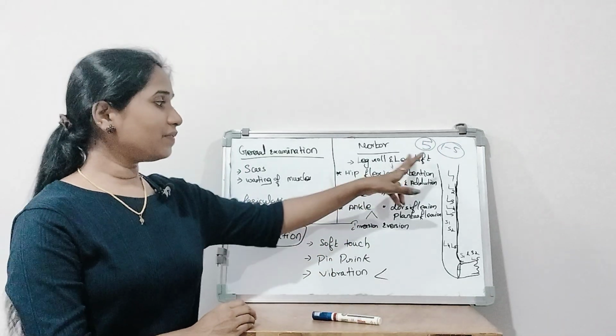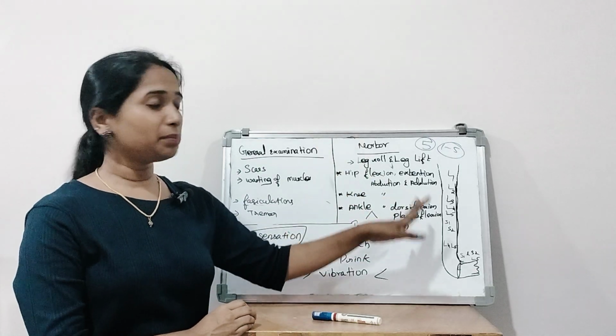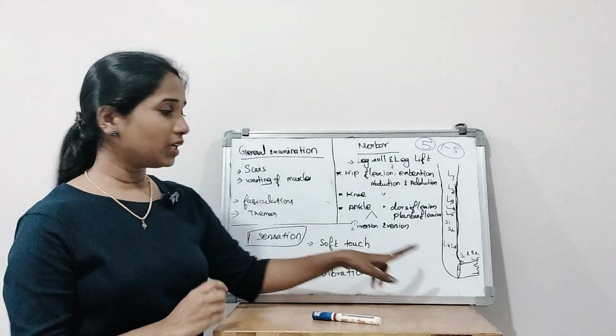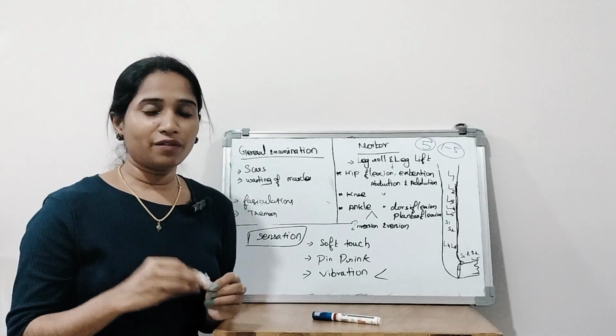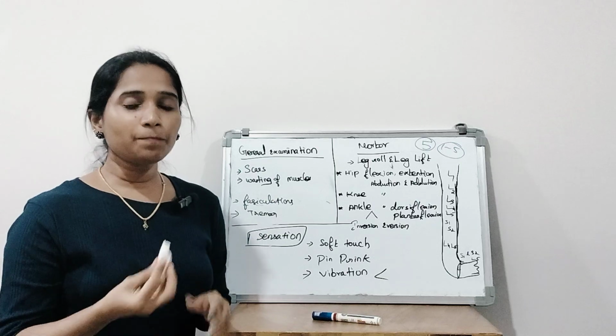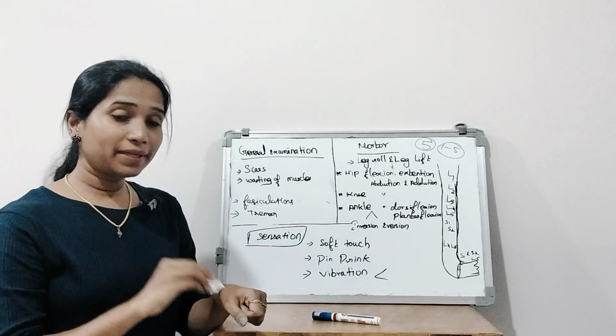Okay. Then after completing one leg, you should go for the other leg. After completing the soft touch with a cotton ball, you should go for a pin prick. Pin prick means you have to take one lancet or needle, and with the help of the lancet or needle, you have to do a prick.